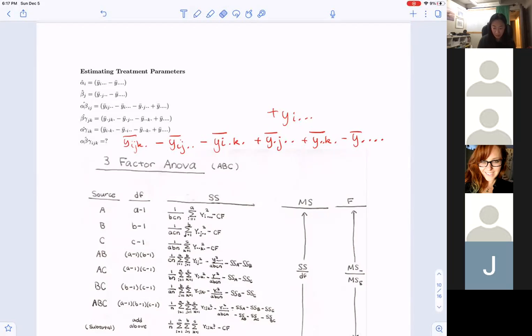Plus signs all over? Y dot J K. Yeah, I know, I was a little thrown off by that. Minus, minus. Okay. And this one needs to be a minus. Excellent. All right. And e I J K L is equal to Y I J K L minus Y I J K, which is also equal to lowercase e I J K L. Okay.